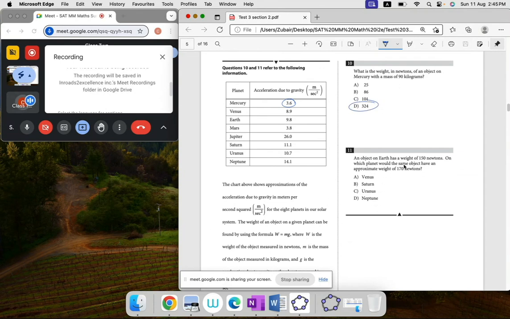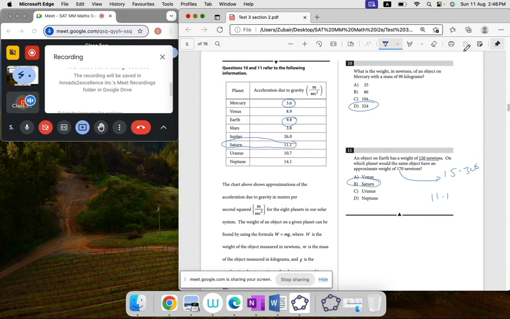11th: an object on Earth has a weight of 150 newtons. On which planet would the same object have approximately the same weight? So 150 and Earth is 9.8. 150 divided by 9.8 is giving me a mass of 15.306. Now I'm dividing these two. 170 divided by the answer, I'm getting 11.1. So it would weigh the same on Saturn.